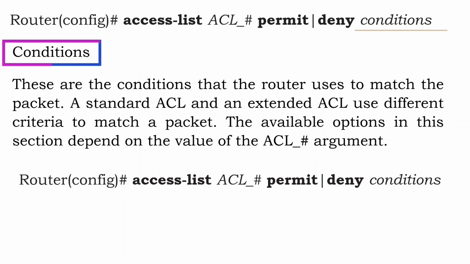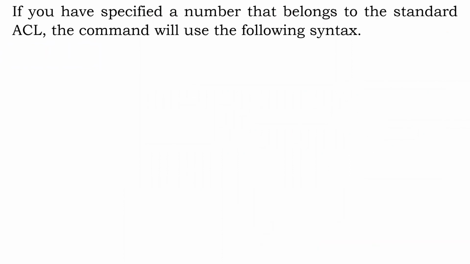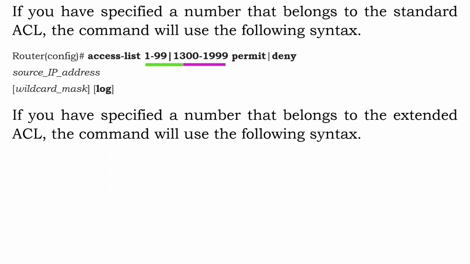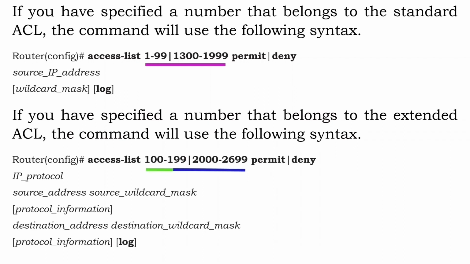The router uses conditions to match the packet. A standard ACL and an extended ACL use different criteria to match a packet. The available options in this section depend on the value of the ACL argument. If you have specified a number that belongs to the standard ACL, the command will use the following syntax. If you have specified a number that belongs to the extended ACL, the command will use the following syntax.